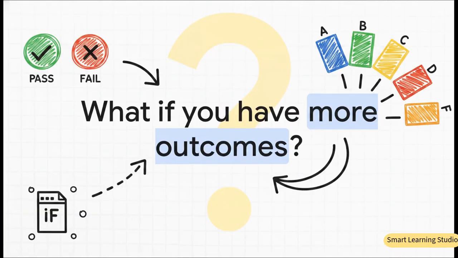Now that binary pass-fail thing is incredibly useful, but let's pause for a second here, because life, and definitely business, isn't really that simple, right? So what if you have more than two outcomes? What if it's not just pass or fail, but you need to assign actual letter grades, like A, B, C, D, and F?